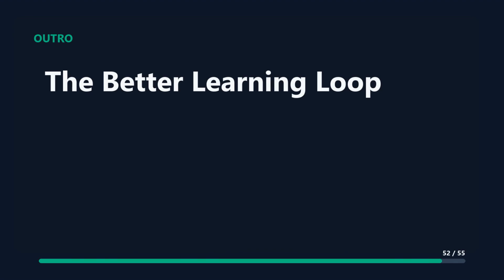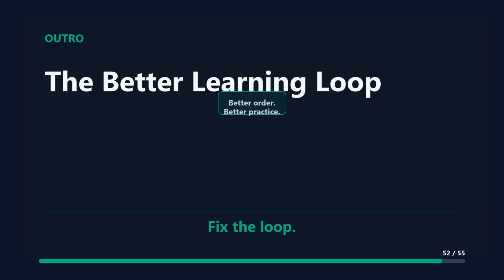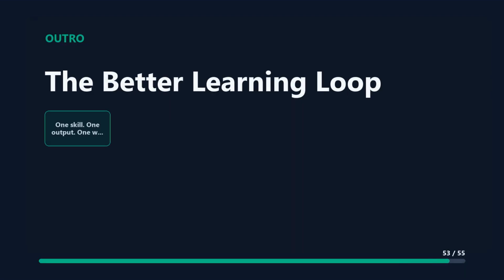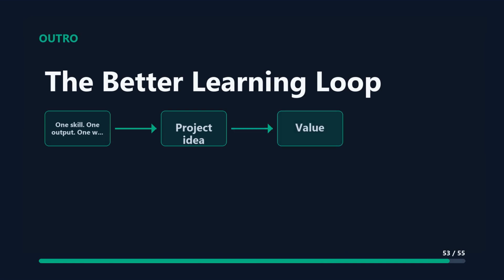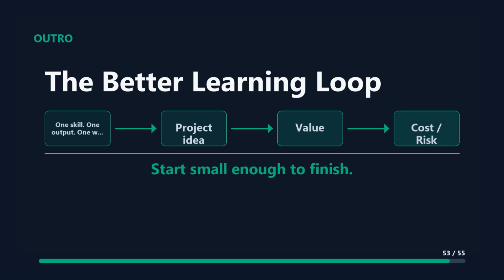The point is not to become a perfect learner overnight. The point is to stop using a random order. When the order improves, even ordinary practice becomes more useful, more measurable, and easier to repeat. If you want to try this today, choose one skill and one small output. Not a perfect plan, not a life transformation. One output you can attempt this week.